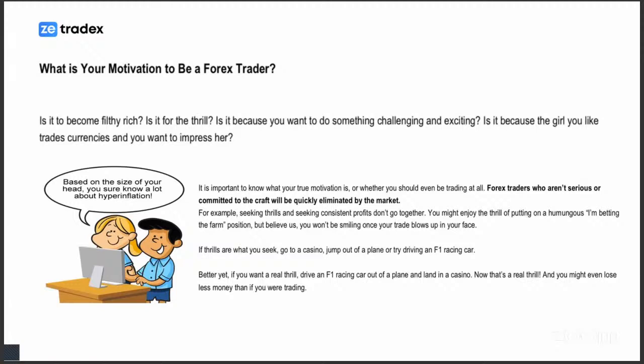For example, we have seeking thrills, and we have seeking consistent profits. They don't really go together. You might enjoy the thrill of putting on a risky position, like you're betting the farm, but you won't be smiling once your trade blows up in your face. So if thrills are what you seek, you have to go to a casino, jump out of a plane, or try driving an F1 racing car. Better yet, if you want a real thrill, you drive an F1 racing car out of a plane and land in a casino. Now that's more like a real thrill, and you might even lose less money than if you were trading.